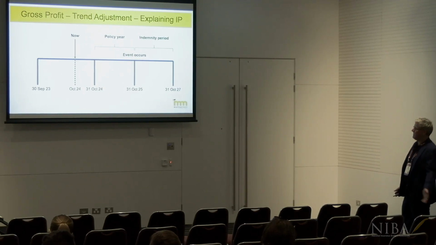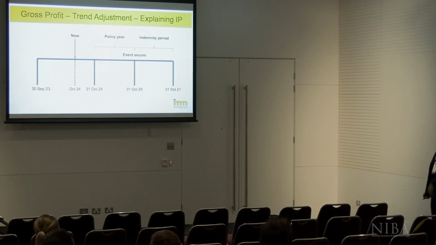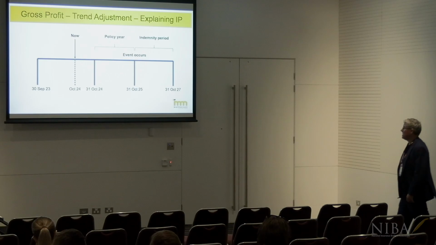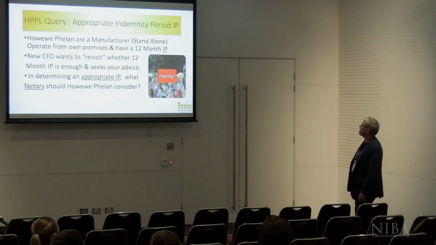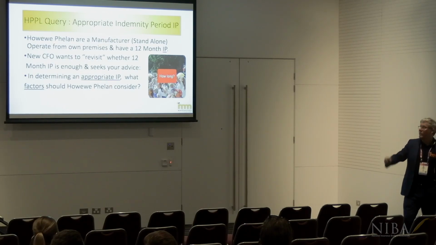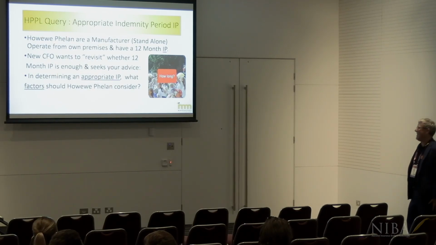Some clients think, well, here's my P&L from last year, this is what I want to insure for. If it hasn't factored in the growth that they're expecting to have, then we're potentially going to have an underinsurance issue. So how are you feeling? How's everyone feeling? Good so far?